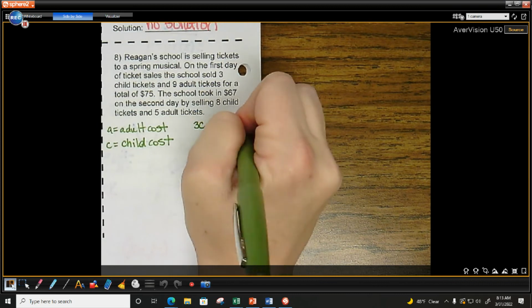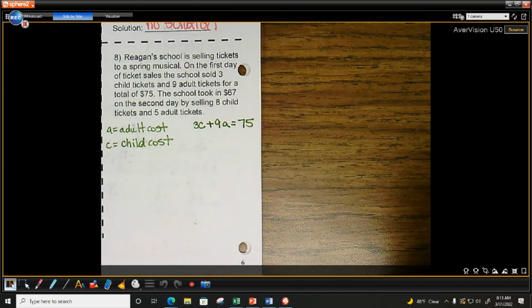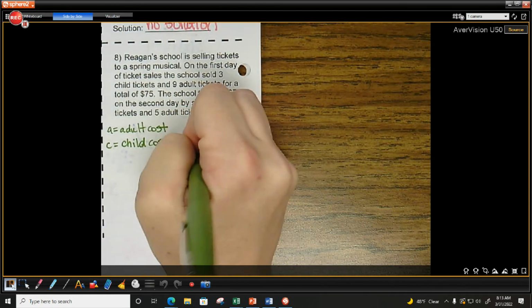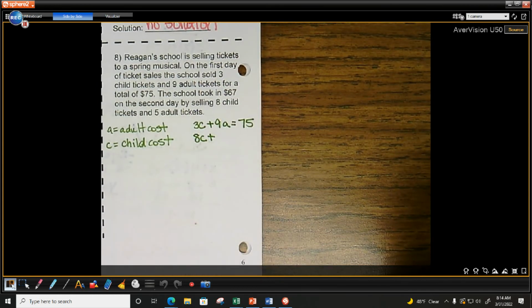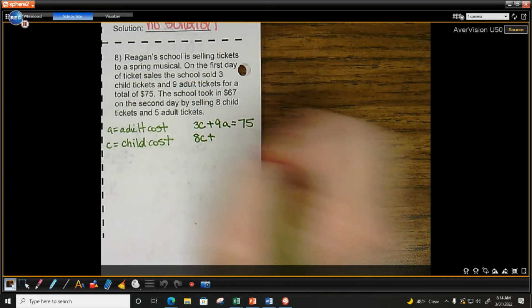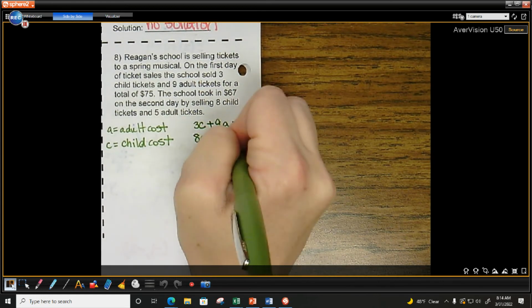Okay, on the second day, they sold 8 child tickets. How are you going to write that? And how many adult tickets? For a total of $67.